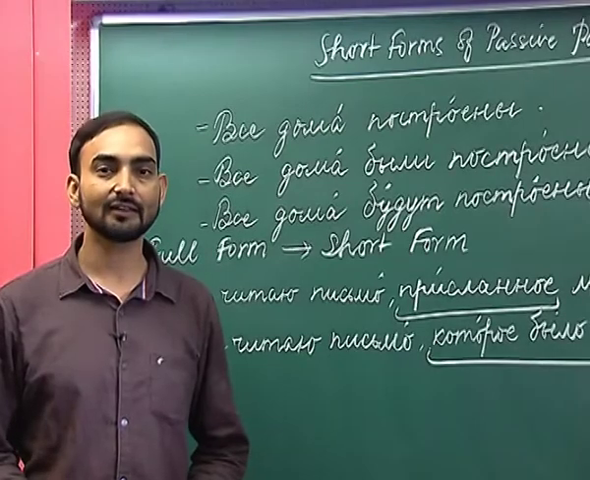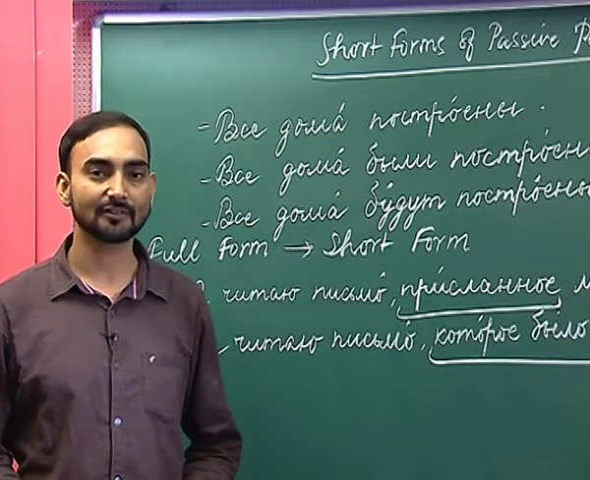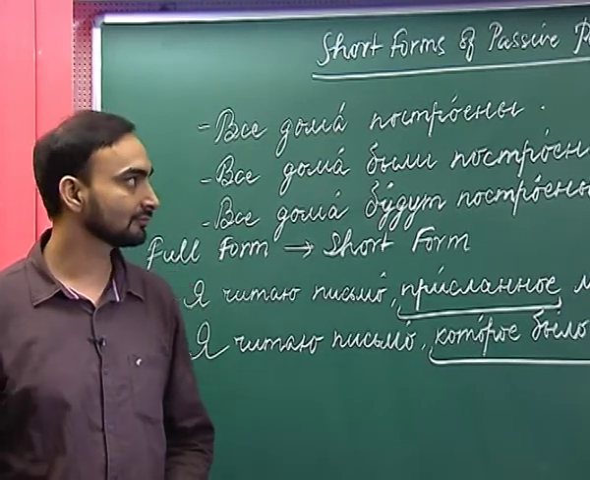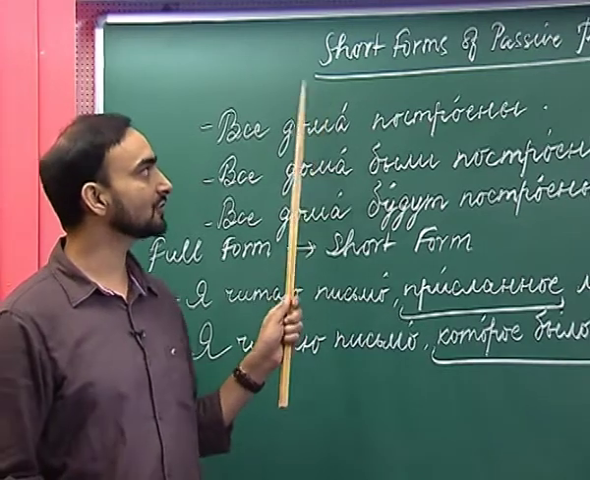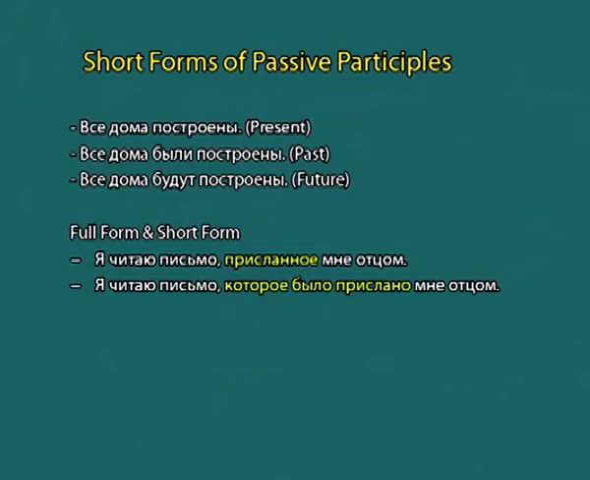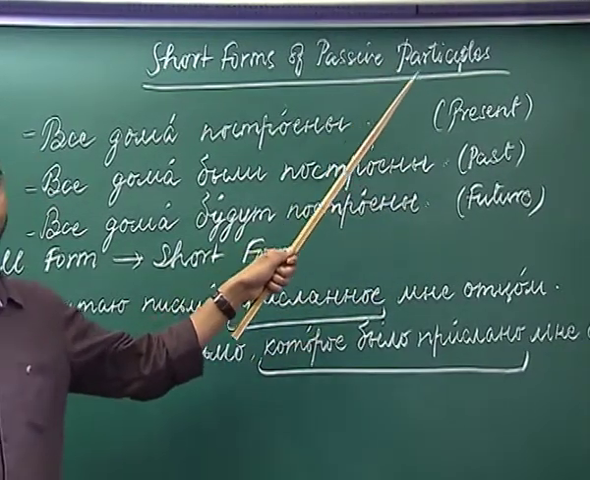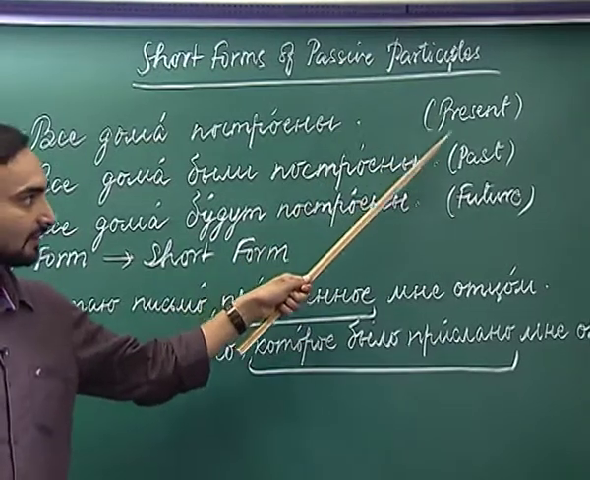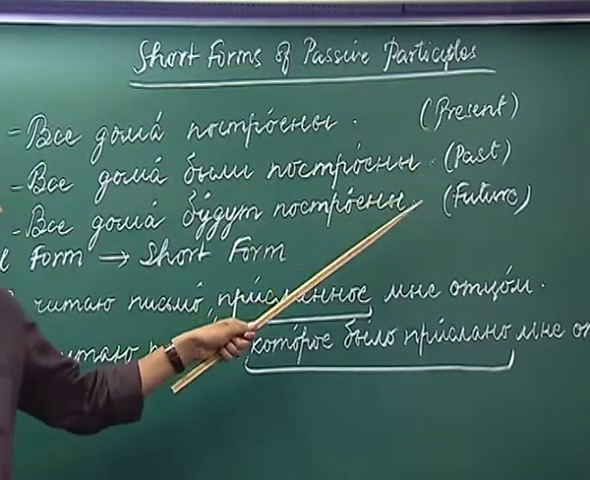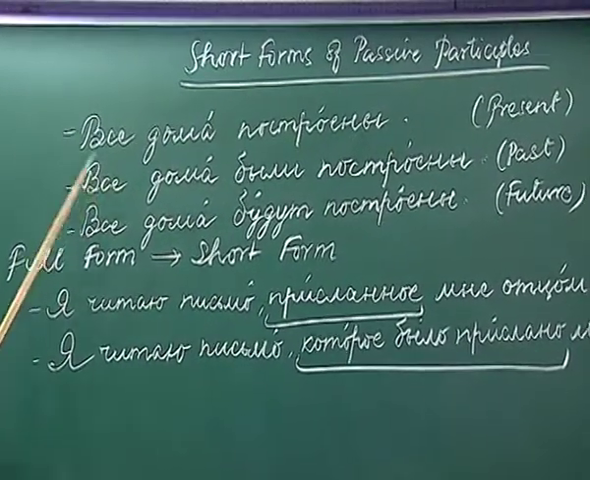So, we were discussing the functions of short form of passive participles, past participle passive. One of the functions of the short forms of past passive participle is also that they denote the result of an action in the present, past and future tense. So, they can denote the result of an action in present tense, in past tense as well as in future tense. So, let us look at the examples.